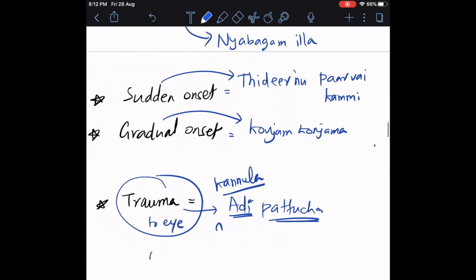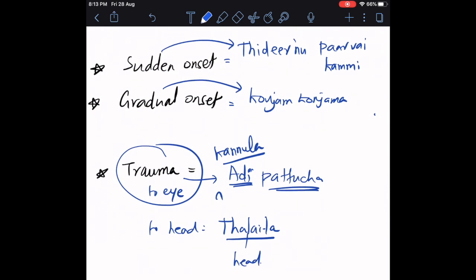How will you ask about trauma to the head? Talaila adi patticha. Talai means head. Brain means moolai. You should not say moolaila, because nobody will understand moolaila adi patticha. It will be a very deep question to ask. You can ask, do you have any history of trauma to the head? Talaila adi patticha.